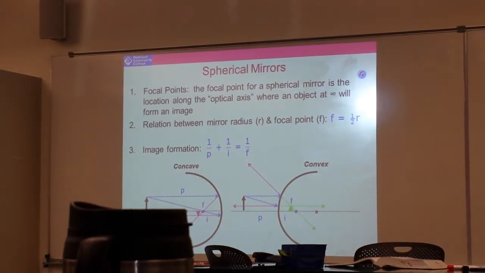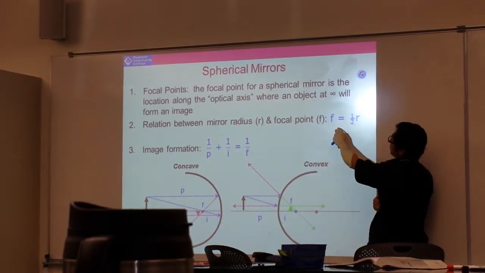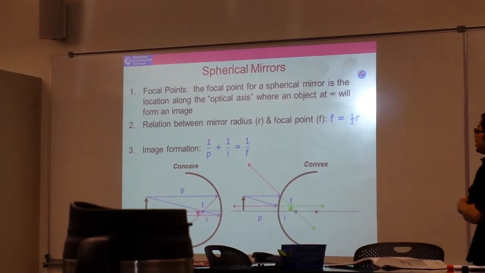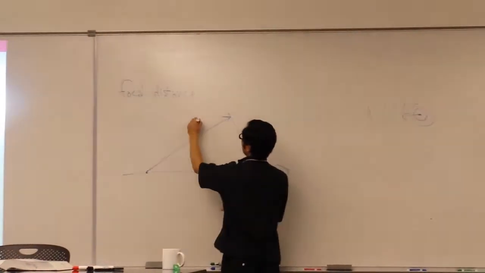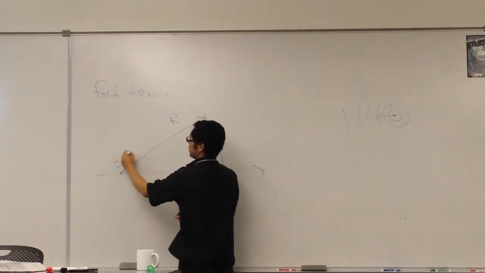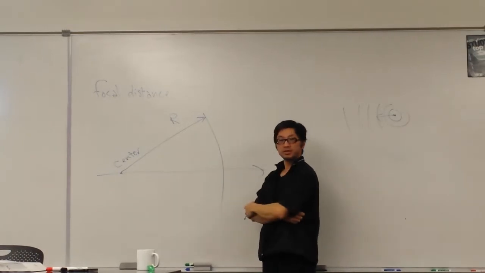And how does that relate to the radius? It turns out that the focal distance is half of the radius. Okay, so you think, well, why is that? How does that work out? Let's think about that. Here's this radius, right? And here's the center of my mirror, of my spherical surface.